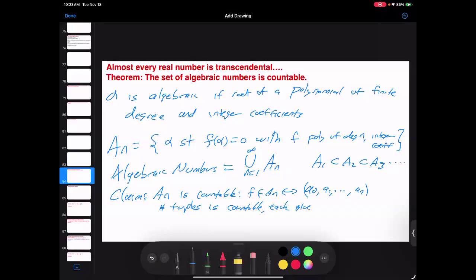Each tuple gives at most n roots, right? So each tuple generates at most n roots. I have only countably many tuples, so I have a union of countable sets, a finite union of countable sets, that's going to be countable. So each A_n is countable, so all the algebraic numbers are countable. Almost every number is transcendental. If you choose a number at random, it's transcendental.